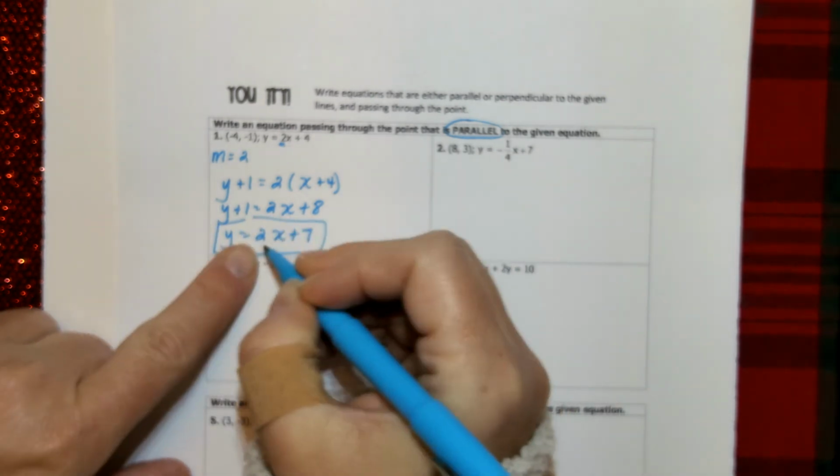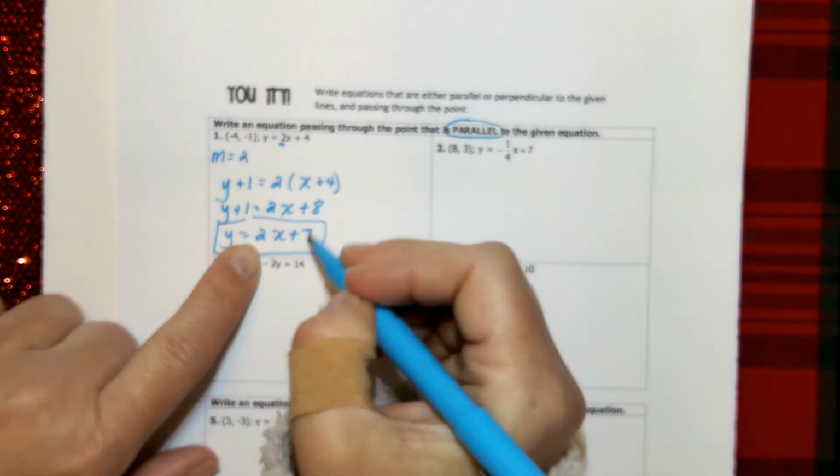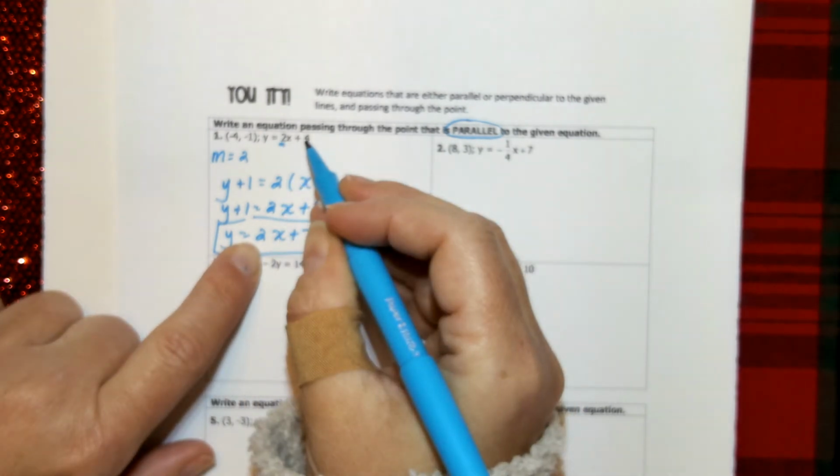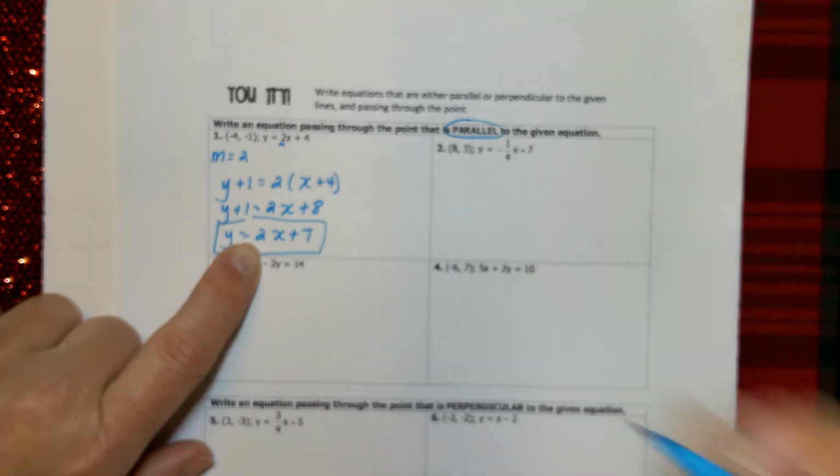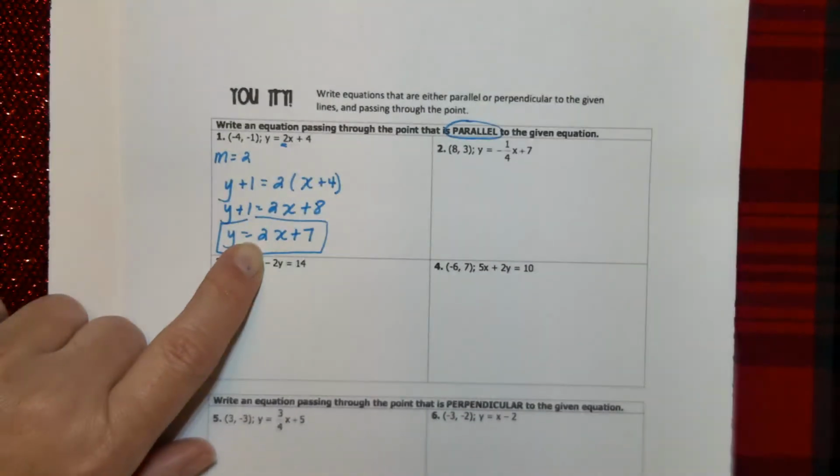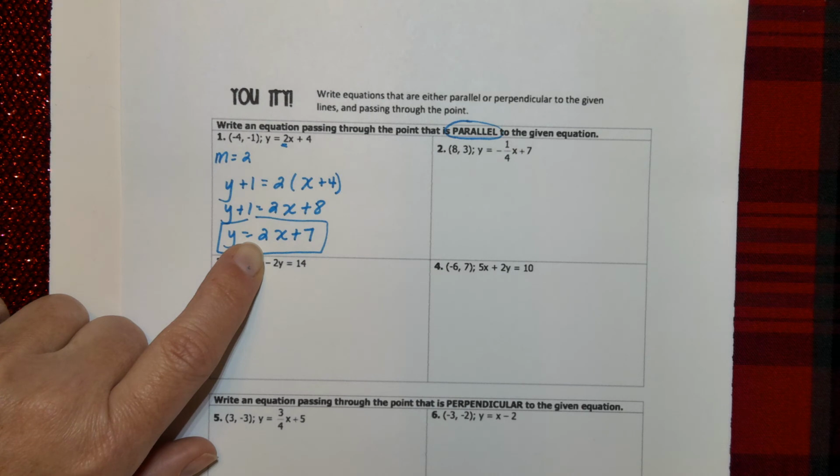Isolate the y by subtracting 1. There you go. y equals mx plus b. Notice slope of 2, intercept of 7, intercept of 4. Same slope, different intercepts, parallel lines. Okay?